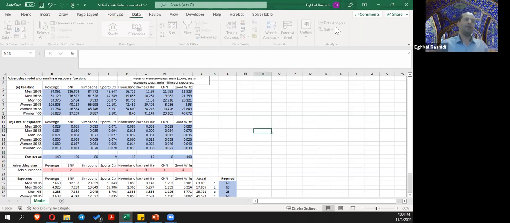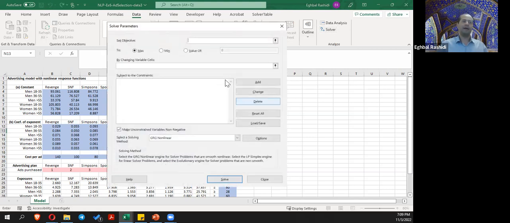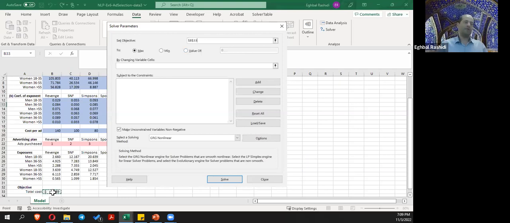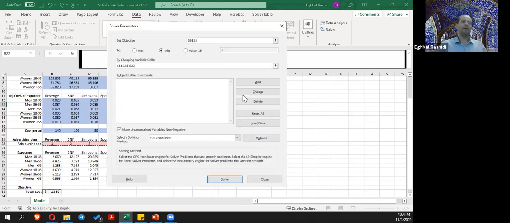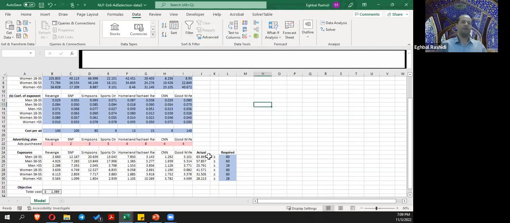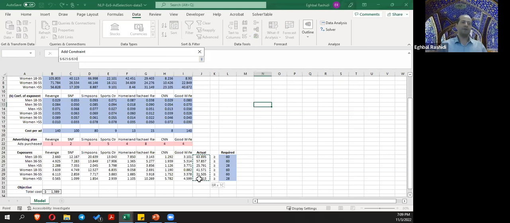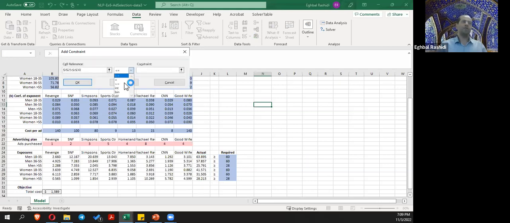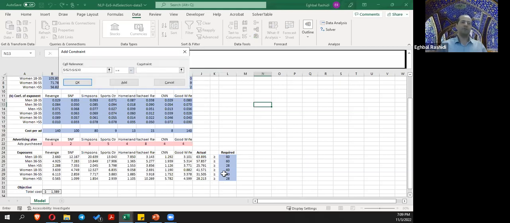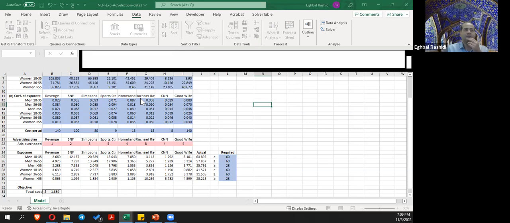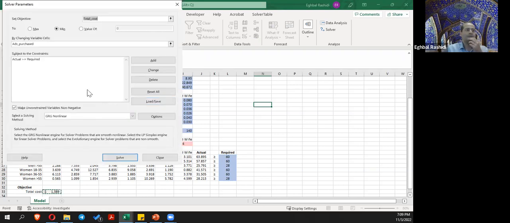So let me go to the Solver and put in the model. Our objective function has to be here. We are minimizing the total cost of running ads, and this is going to be our decision variable. I'm going to add the constraints here. So the constraint is the actual exposure for each demographic group has to be at least equal to the lower bound, which is the required amount.